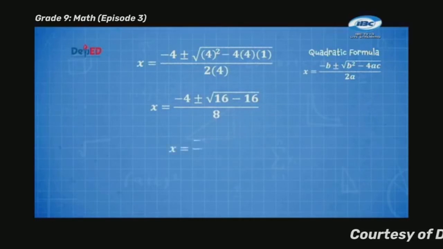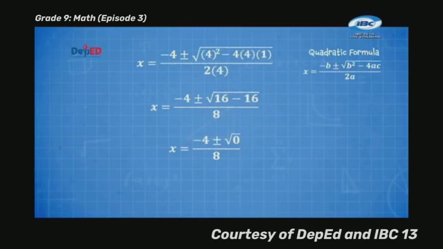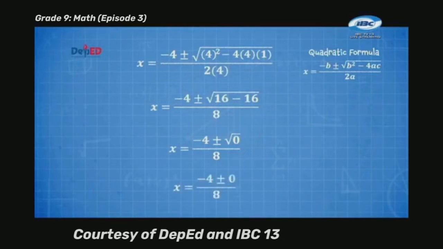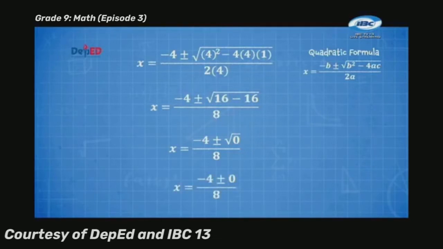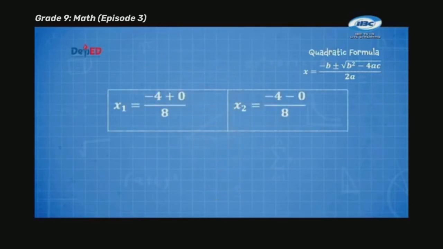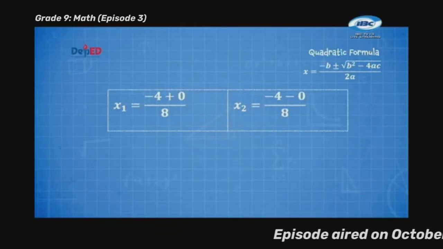In the next line of solution, we show that 16 minus 16 is equal to 0. Thus, 0 is what appears now under the radical sign. Since the square root of 0 is 0, the numerator is now simplified as negative 4 plus minus 0. At this point, we break down this equation into two to separate the plus sign from the minus sign. Hence, the equations x sub 1 equals negative 4 plus 0 all over 8, and x sub 2 equals negative 4 minus 0 all over 8.